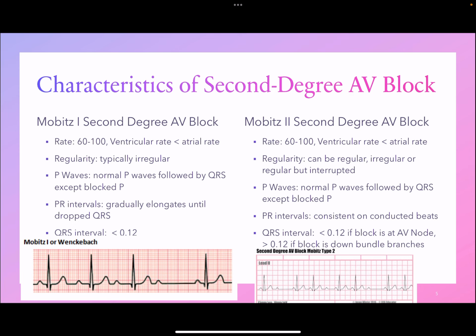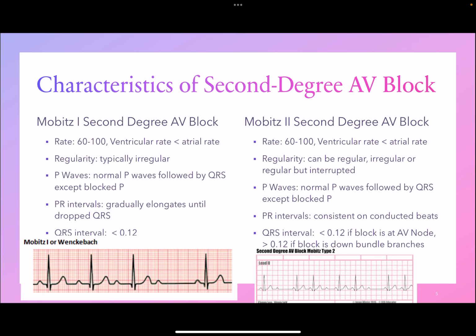For Mobitz 2 second degree AV block, the rate again is going to be between 60 and 100. Ventricular rate is going to be less than the atrial rate. This one can be regular, irregular, or regular but interrupted. All of the P waves are going to be normal, followed by a QRS, except for the blocked P. And then the PR interval is going to be consistent on conducted beats.